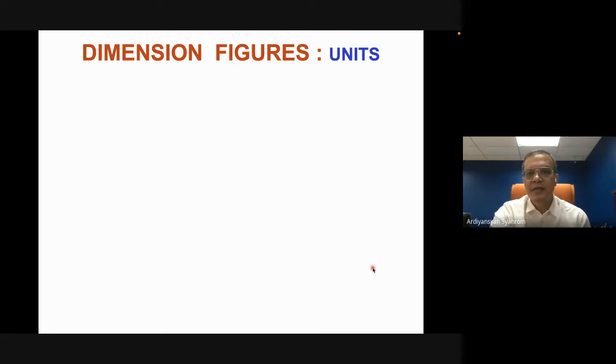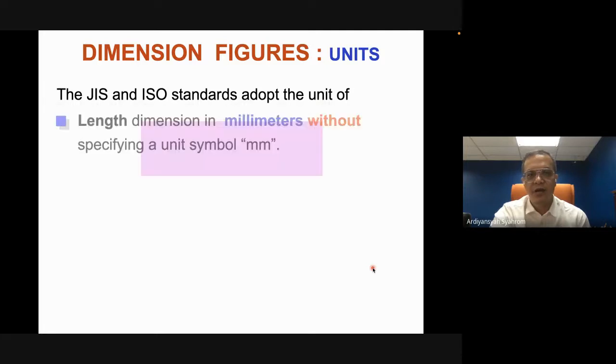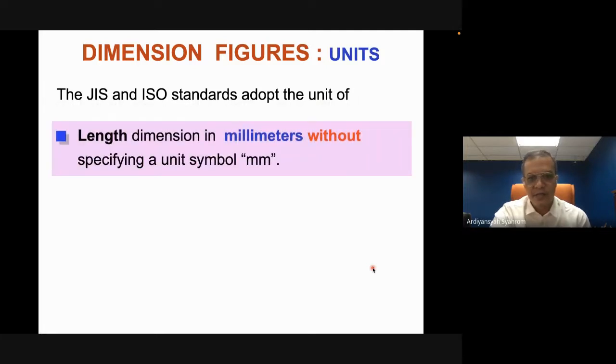Dimension figures unit. The JIS and ISO standards adopt the unit of millimeters without specifying a unit symbol. However, this symbol, millimeters, you can put in the title block. The unit, millimeters, centimeters, meters, or inches, you can keep the information in the title.